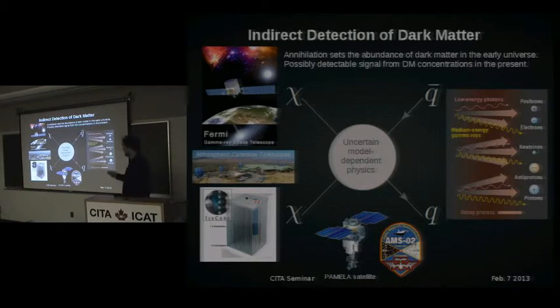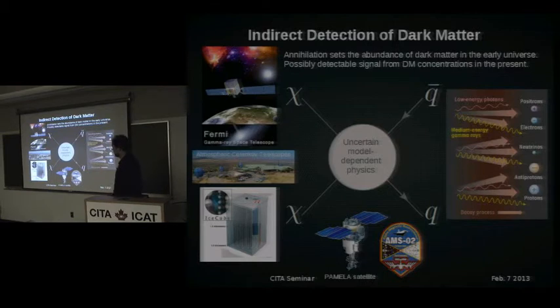So indirect detection, as I mentioned, refers to the hope of measuring the annihilation products of dark matter. In most models of what dark matter is, it's its own antiparticle, so if the density is sufficiently high in dense regions, it can annihilate and produce standard model particles. Those themselves won't be stable, they'll decay, hadronize, and produce signals that we can potentially see, for example, gamma rays, or electrons and positrons, or protons and antiprotons.